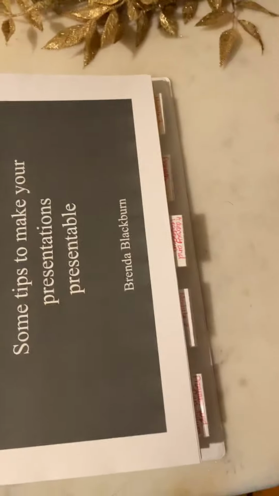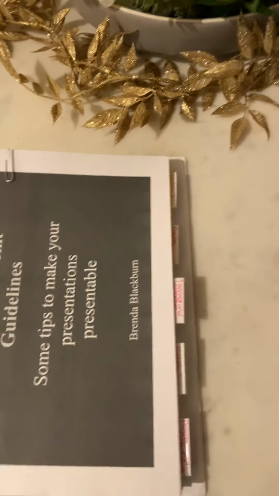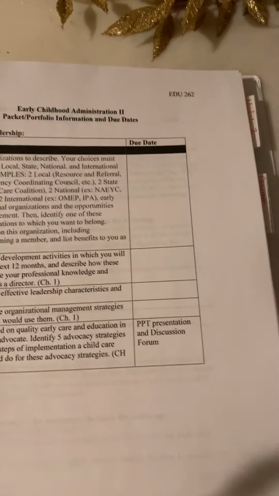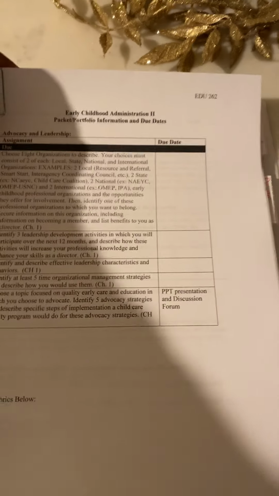Here's my Module 1 tab. Here's my Module 1 book. Here is one of the handouts, the basic PowerPoint guidelines. And then here is the tab for Module 1. This is the advocacy and leadership. And then here is the packet and portfolio information, the due dates, and the guidelines to this.